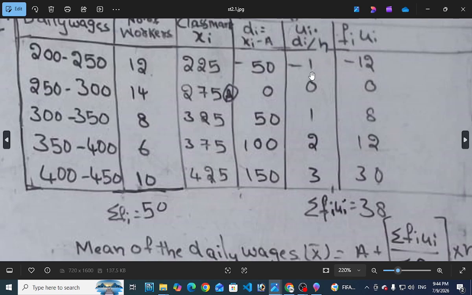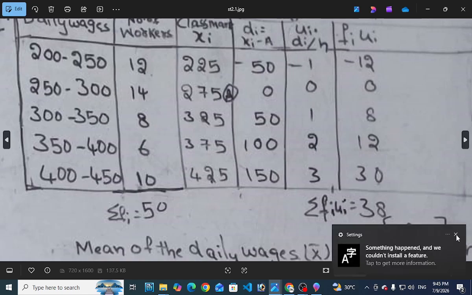Minus 50 by 50 equals minus 1. 0 by 50 equals 0. 50 by 50 equals 1. 100 by 50 equals 2. 150 by 50 equals 3. Here, if we observe the step deviation, we got the values in small size. These values make it very easy to solve the problem.